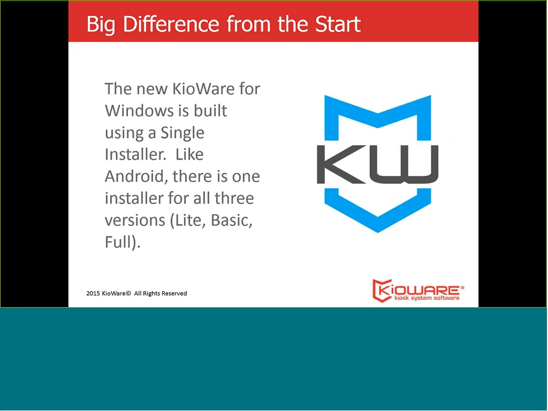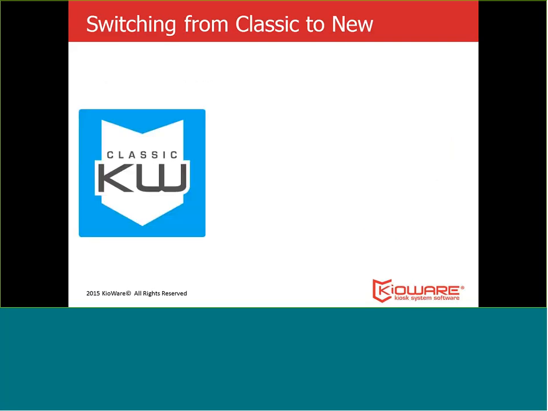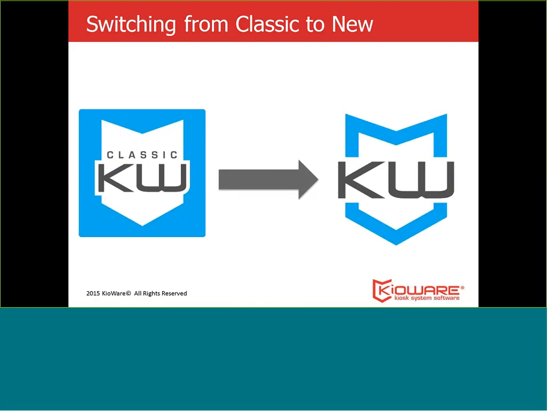Laura, will the KioWare Classic licenses be able to transition to the new KioWare? From a technical standpoint, the new KioWare product requires a new installation and new configuration file. This time, the software is installed via a single installer. You download one file for Lite, Basic, or Full. So previously, you would download a Lite file, a Basic file, or a Full file. Now you'll download one file, and the license version will determine what version you actually own.